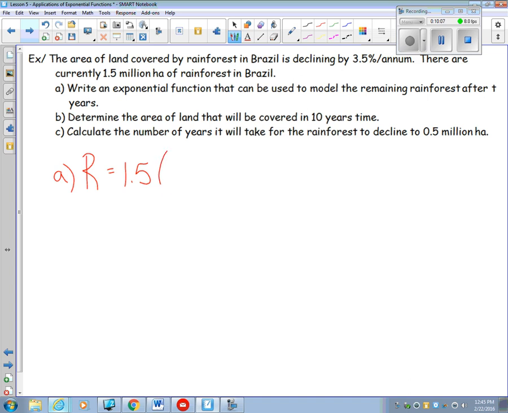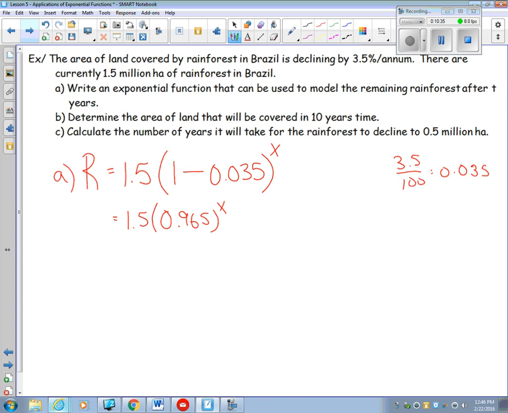Okay. It's declining. So I'm starting at 1, and I want to subtract, because I'm declining, 3.5%. So 3.5 divided by 100 would be 0.035. There's my growth, or my decay factor, need an exponent. And I can use this equation the way it is, or I can make it slightly easier if I subtract the part in the bracket. I end with 0.965x. There's my best equation.